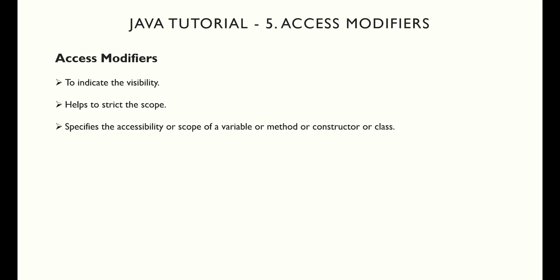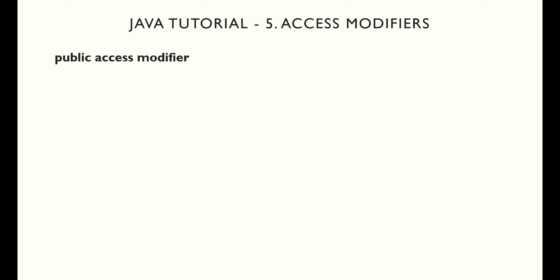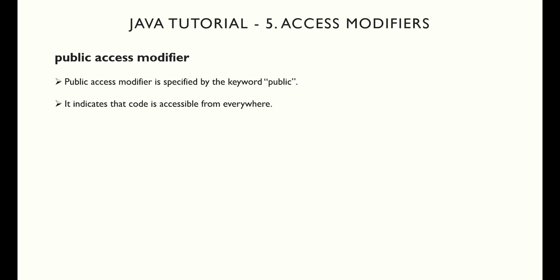Are there any types of access modifiers in Java? There are four types of access modifiers in Java: public, protected, default, and private. The public access modifier has the widest scope among all access modifiers. It is specified by the keyword public. It indicates that code is accessible from everywhere. This means methods or members that are declared as public are accessible from everywhere in the program, assuming the class itself is visible. There is no restriction on the scope of public data members.